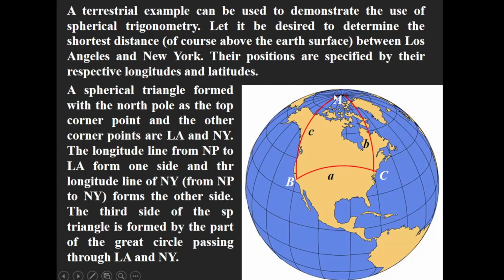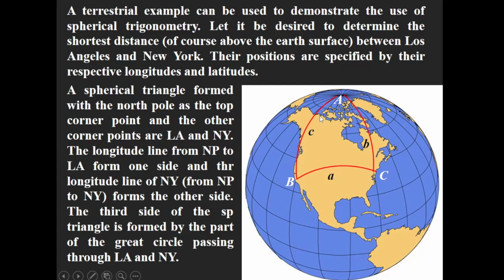With the help of another great circle, I join New York. They are nothing but the meridian lines, and the meridian lines are great circles. So this is one great circle along the meridian or longitude line of Los Angeles, and this is another great circle along the longitude line of New York.